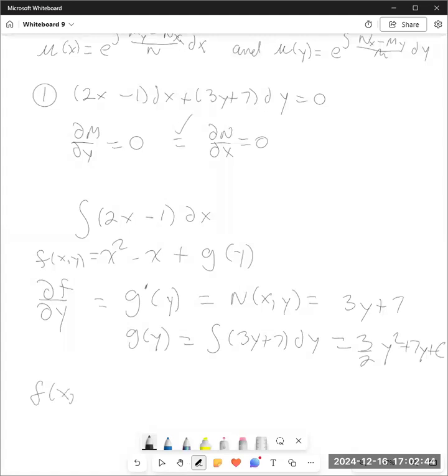So my f(x,y) here is going to be x squared minus x plus 3/2 y squared plus 7y plus c. If I take the derivative of this function partially with respect to x, I get 2x minus 1. If I take the derivative partially with respect to y, I get 3y plus 7. This is an exact differential equation.